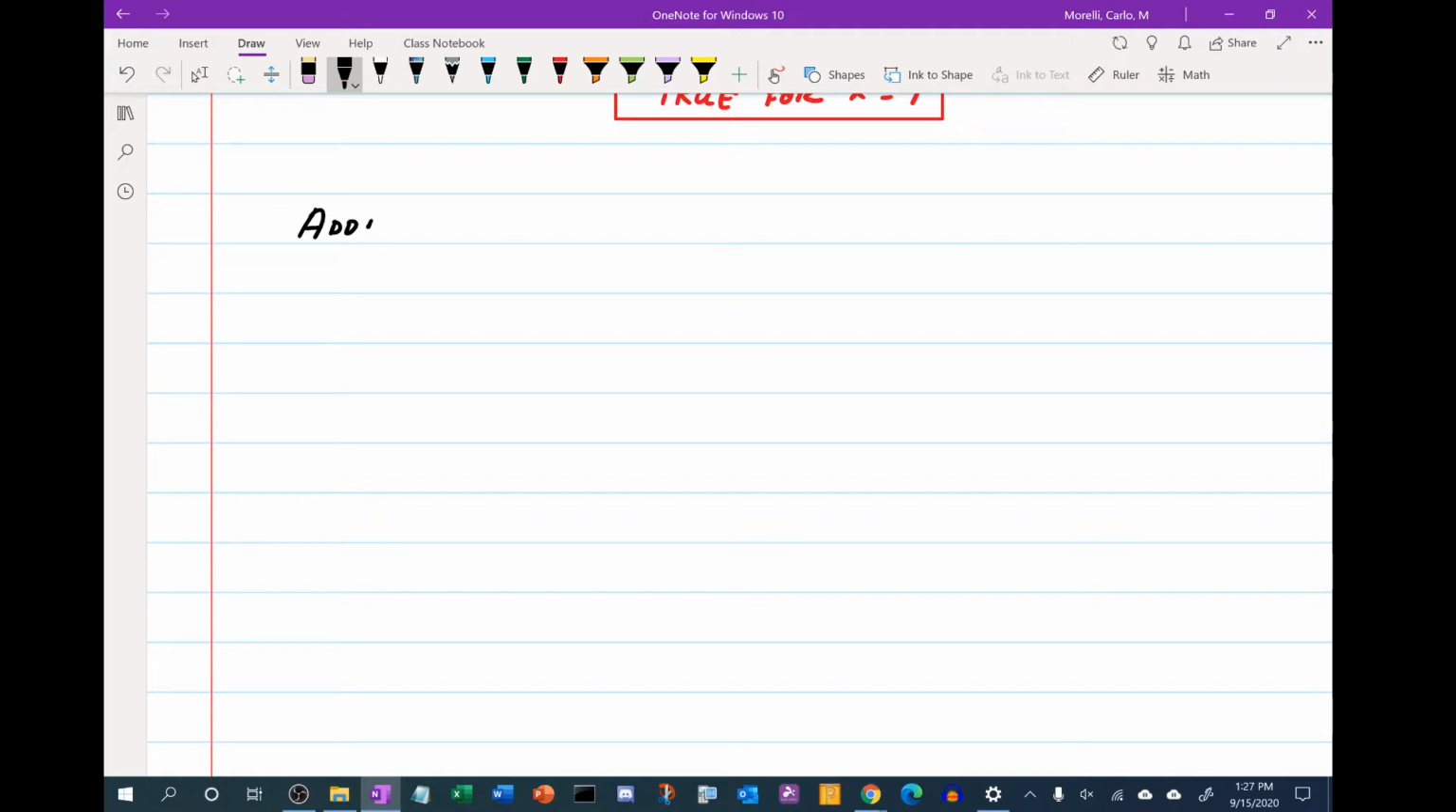Additive and multiplicative inverses, including the reciprocal. INCL period means including.